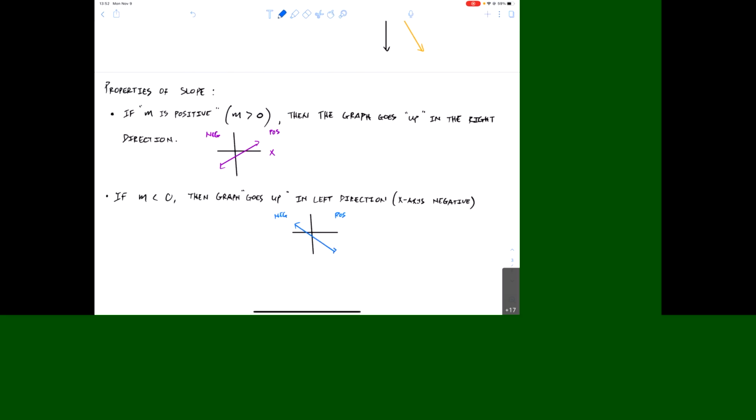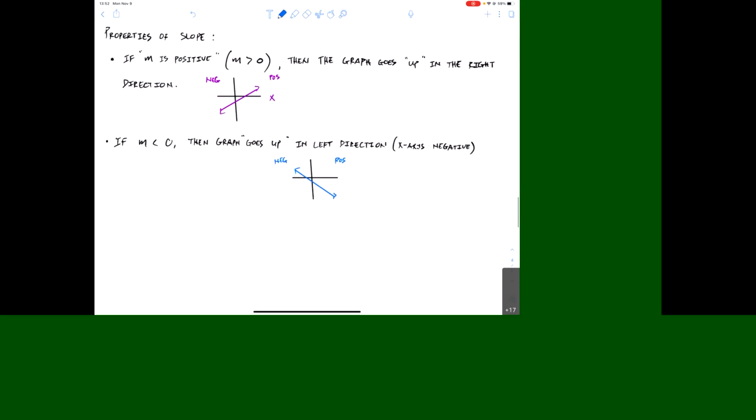But you can see on the first one, the purple line is going up and to the right, and on the second one, you see the light blue line go up and to the left. Okay. There's also a couple of other things too.